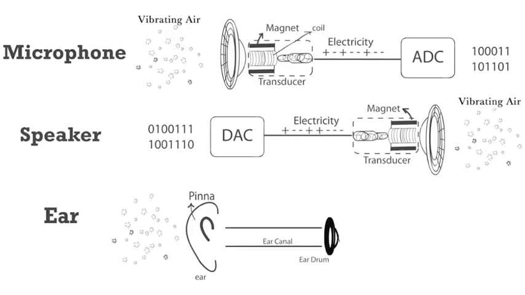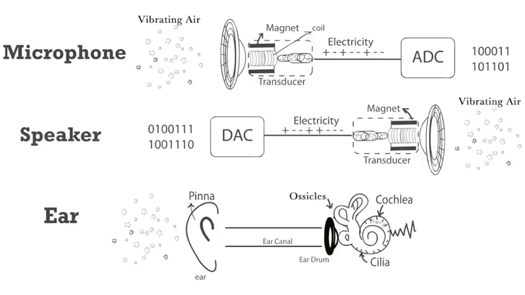The eardrum is a thin membrane which moves back and forth as the pressure changes, just like the membrane on the microphone or the speaker. The eardrum is then connected to three ossicles, the smallest bones in the human body. These bones transmit the motion of the eardrum into the cochlea.